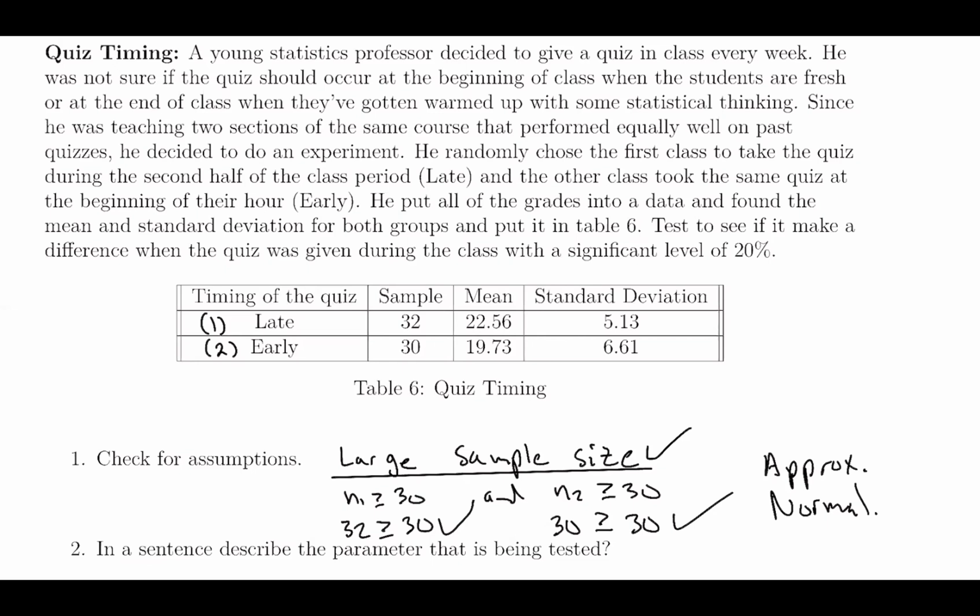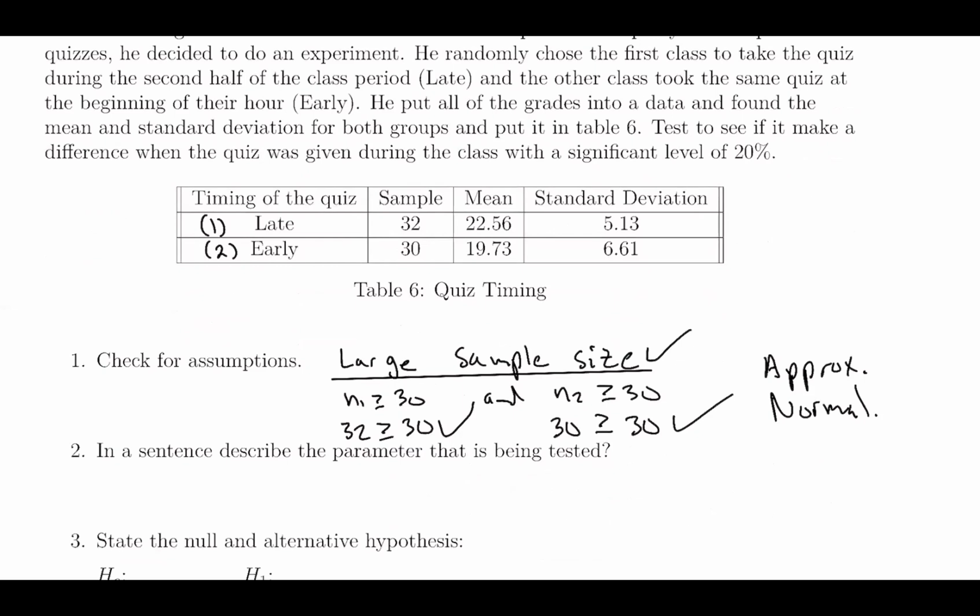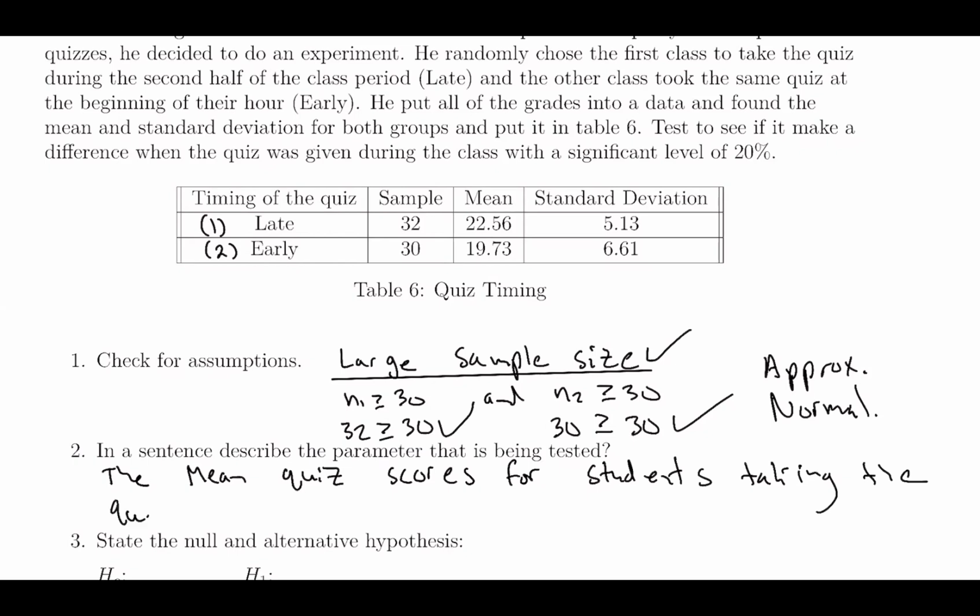All right, so let's do step 2 in a sentence. So it says, in a sentence, describe the parameter that is being tested. So the parameter that is being tested is the mean quiz score for students taking the quiz late and early.